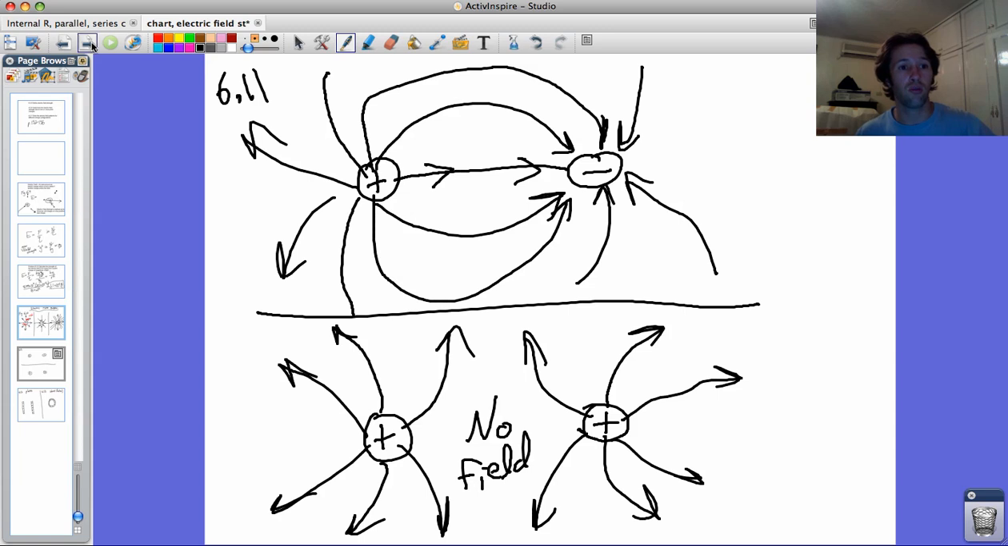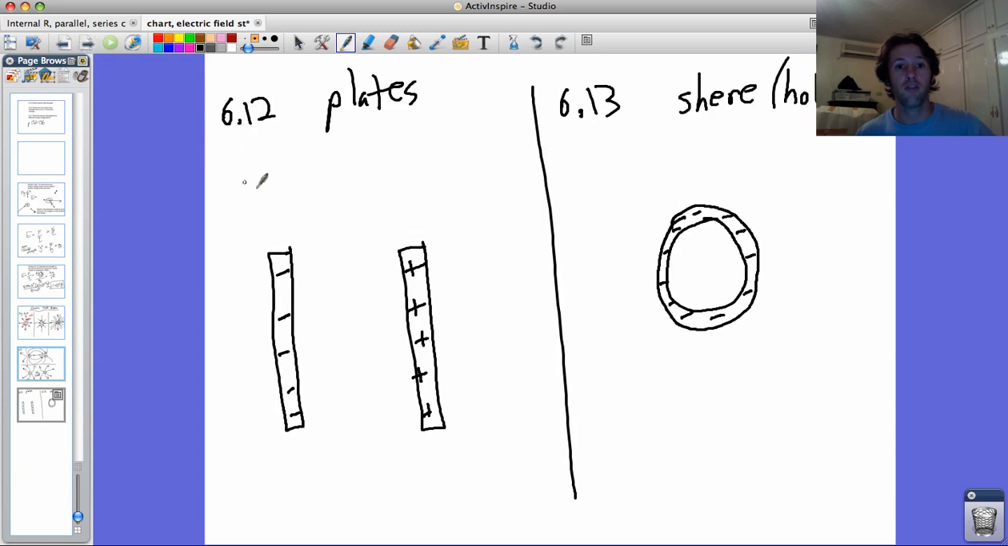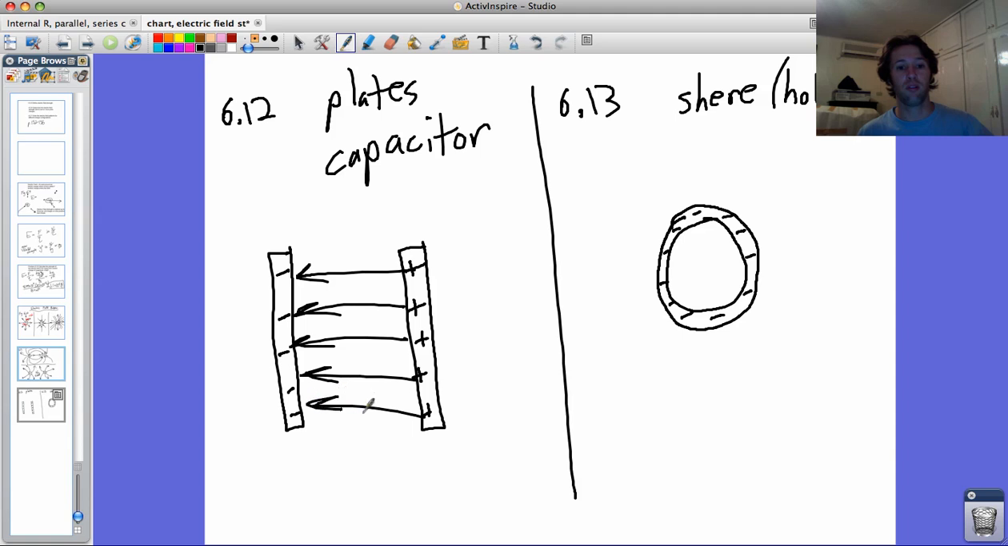And let's do one more. If you have parallel plates, which is what we call a capacitor, then you're going to have electrical field lines coming over this way, and it's a uniform field within here. However, they do start to flare out a little bit on the ends.